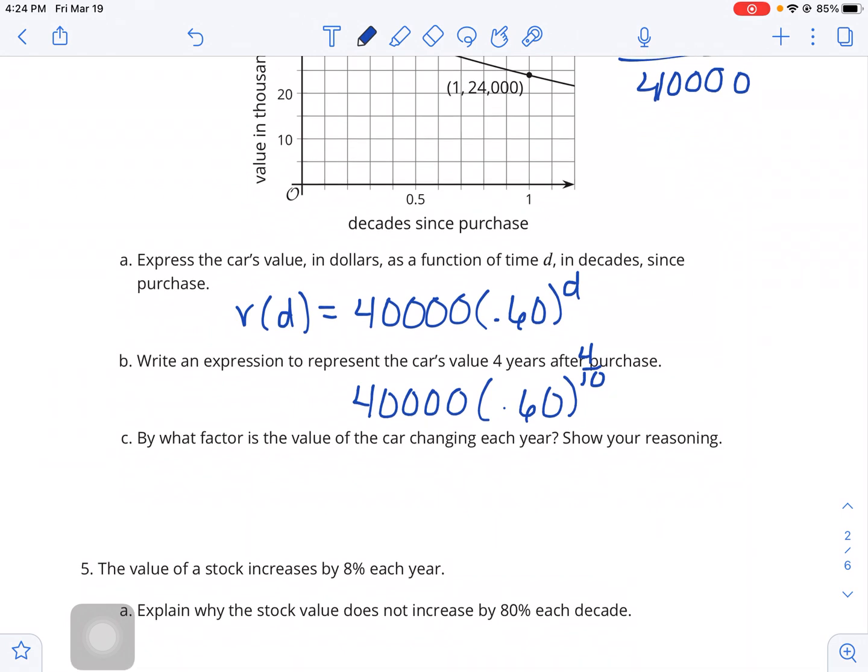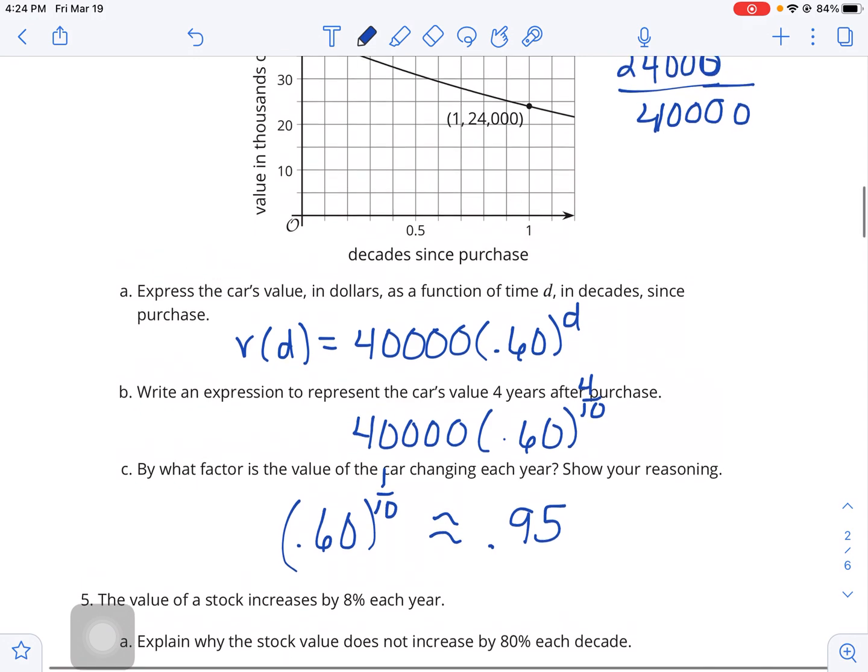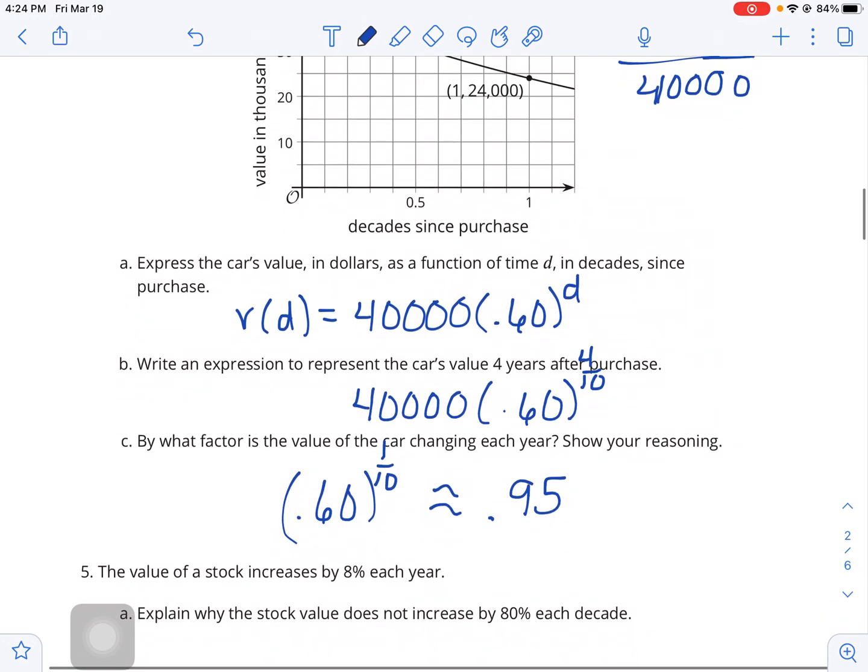And then by what factor is the value of the car changing each year? Each year, it's going down by 0.6 to the 1/10 power, since there are 10 years in a decade. If you multiply that out, you get about 0.95. So it's losing about 5% of its value each year. It's worth about 95% of its value each year.